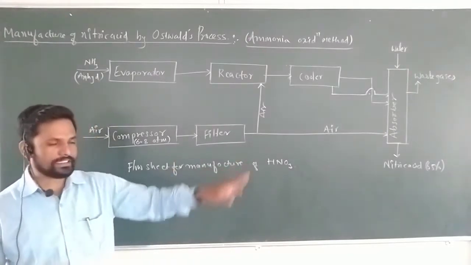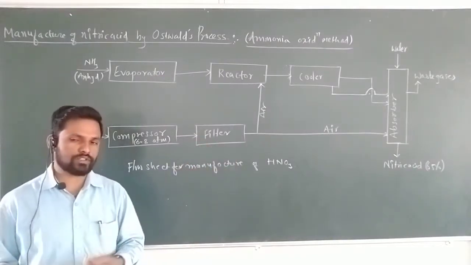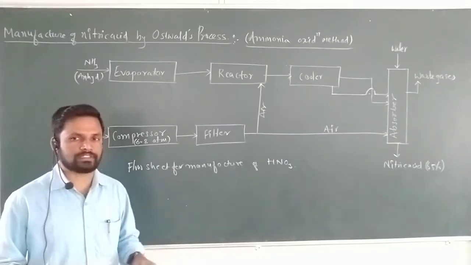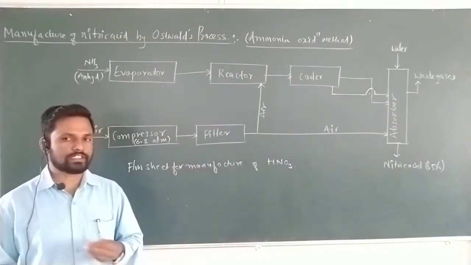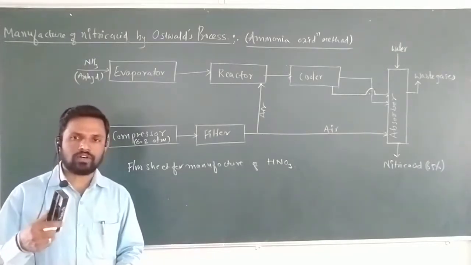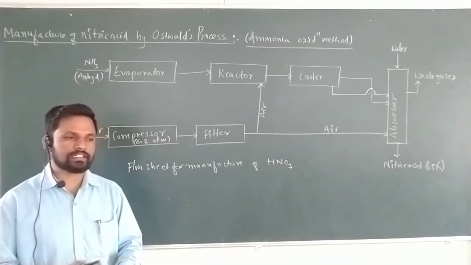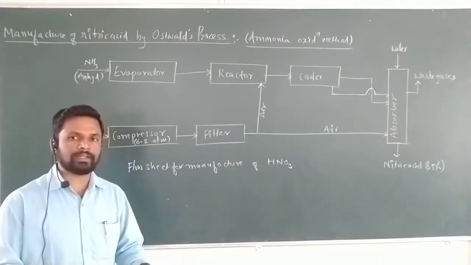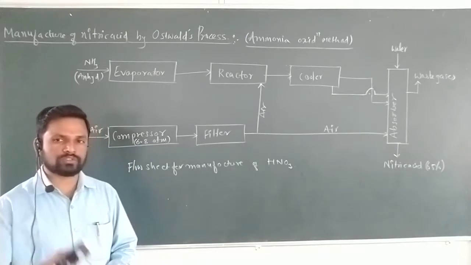The percentage of nitric acid formed in this Ostwald's process is 65%. Diluted nitric acid of 65% is formed. Further, this diluted nitric acid is concentrated by using sulfuric acid or magnesium nitrate.